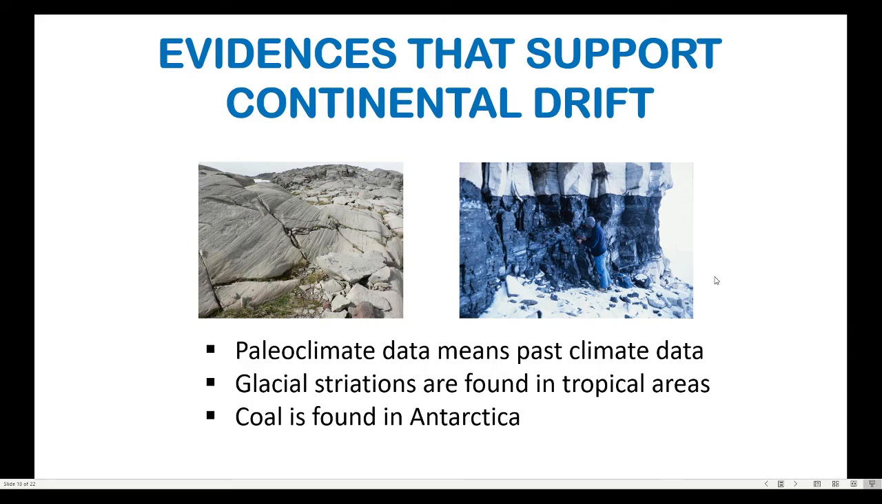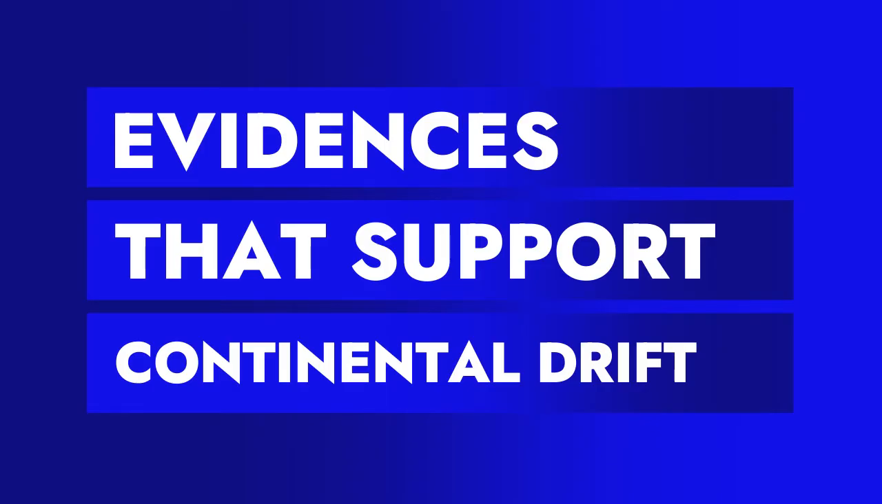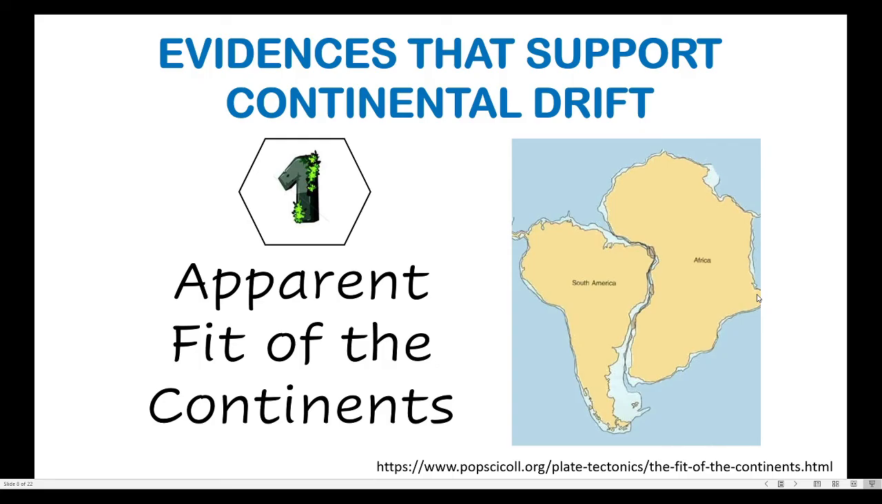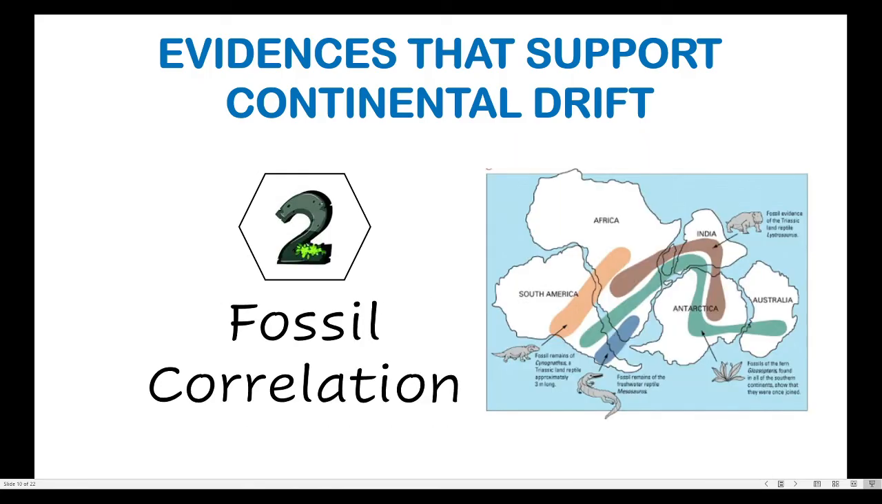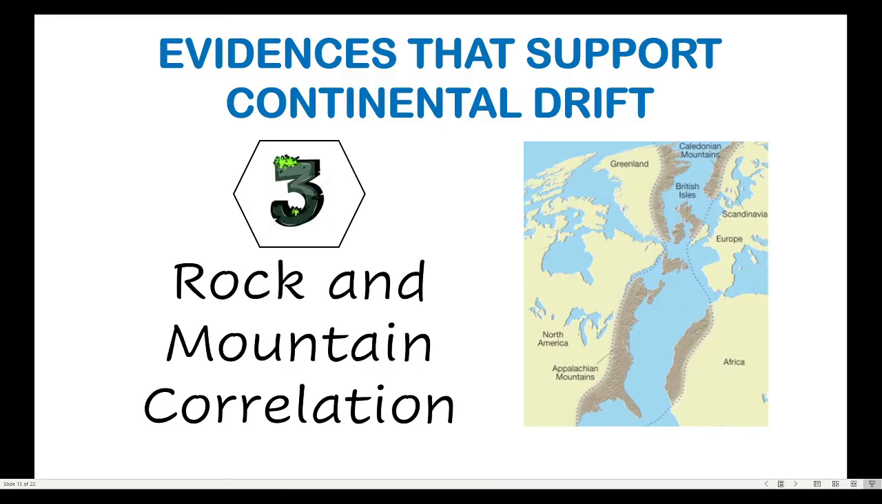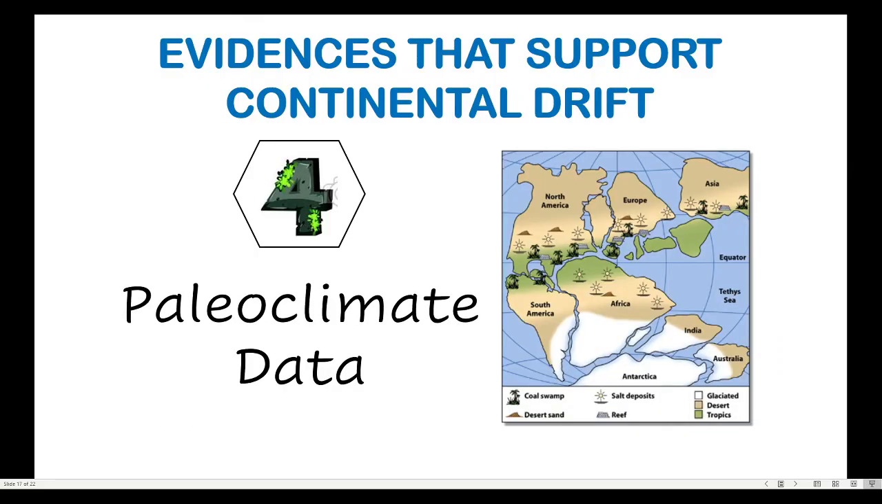So that's all for the continental drift theory evidences. Again, what are the four evidences? First, we have the apparent fit of the continents. Second, we have fossil correlation. Third, we have rock and mountain correlation. And lastly, we have paleoclimate data.